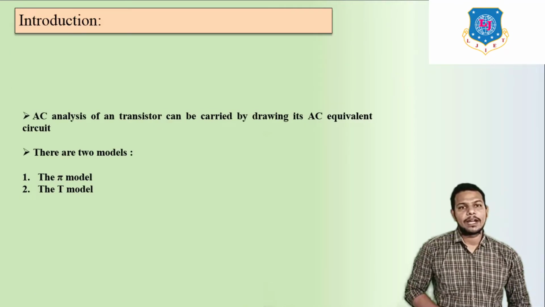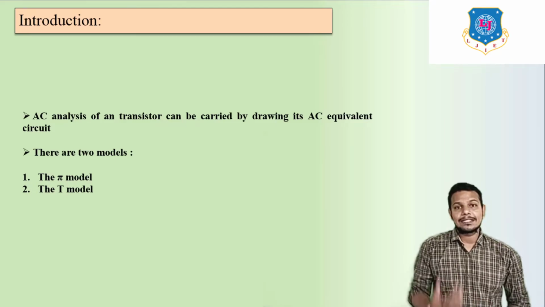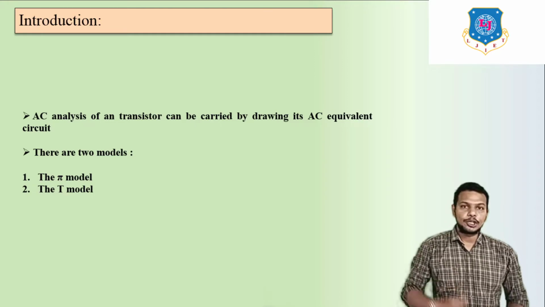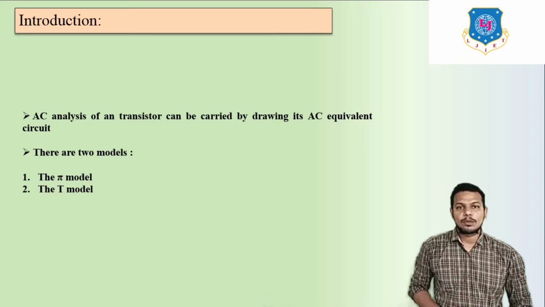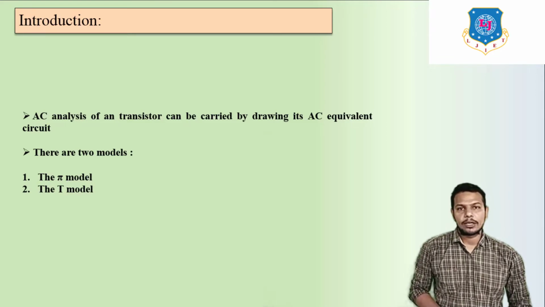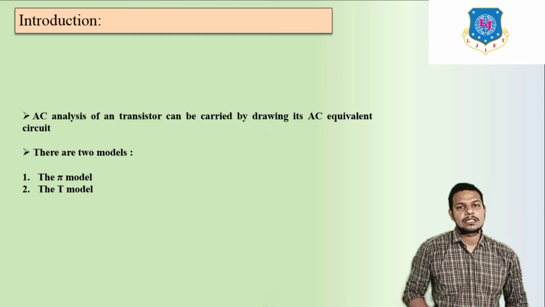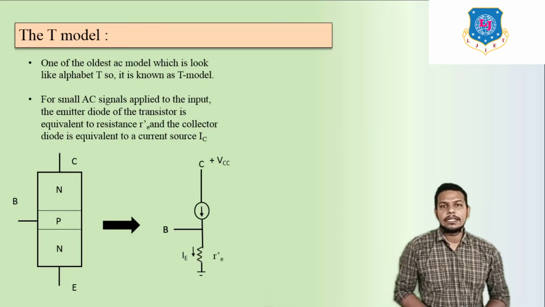AC analysis of a transistor can be carried out by drawing its AC equivalent circuit. After this AC equivalent circuit, you can convert it into the models. There are basically two different types of models. Number one is the pi model and number two is the T model. Here we are going to discuss the pi model and T model. So let us start with the T model.